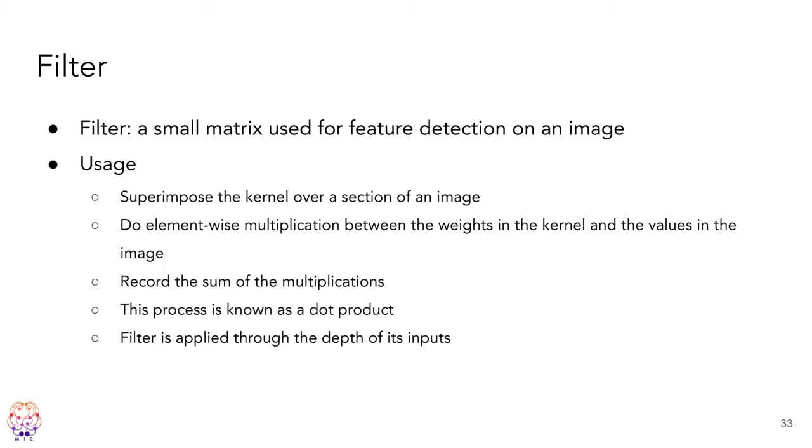To get into usage of how you would actually use a filter, first you superimpose it over a section of the image, and by the way, kernel is just another name for a filter. And then you do the dot product operation, which is just element-wise multiplication between the weights in the kernel and the corresponding weights in the section of the image that you're looking at. And then you add them all up, and you record the sum, and that's the dot product. And this is applied through the depth of the inputs. And so after you do one dot product operation, you shift the filter over a little, and you keep doing it again until you've gone through the whole input image.